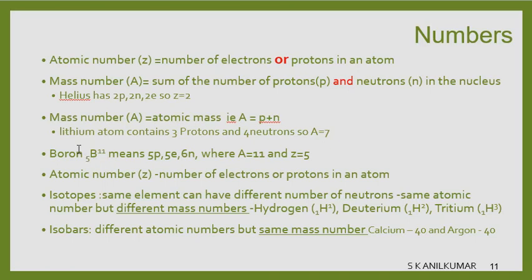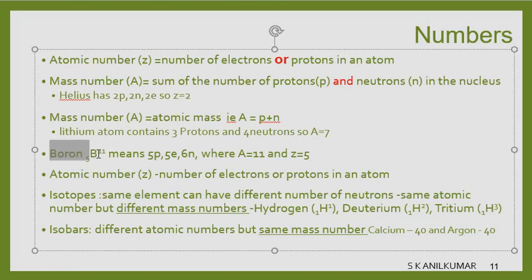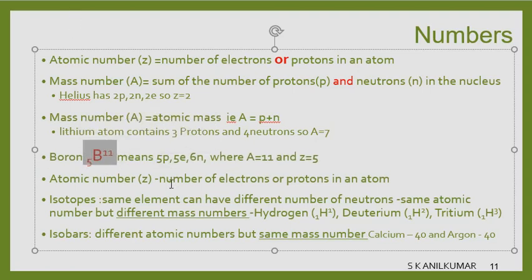Boron, B 5 11. What is this? This is something important that you need to know. How do we write this? What you write on the left below as a subscript is called the atomic number, 5. Number of electron is 5, number of proton is 5. What you write on the right side on the top as a superscript is called the mass number. Mass number is the total of proton plus neutron. So 5 proton plus 6 neutron is 11 mass number.